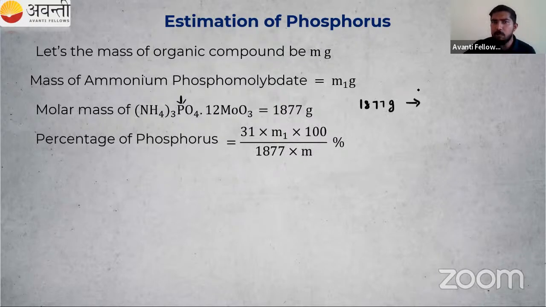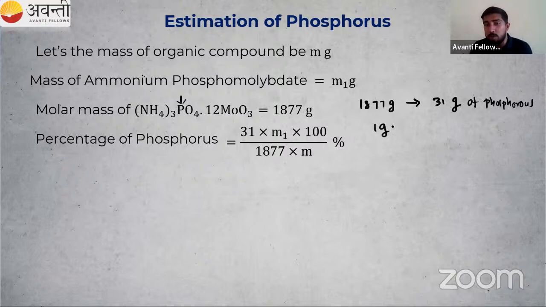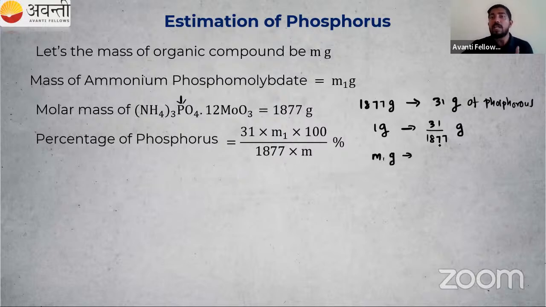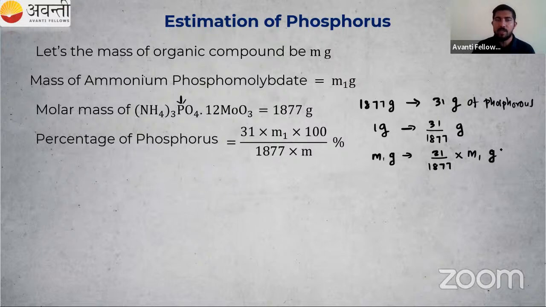1877 gram of ammonium phosphomolybdate contains 31 gram of phosphorus, only one phosphorus. What about the mass of phosphorus in 1 gram? 31 divided by 1877 gram. Then we have M1 gram. In M1 gram, what is the amount of phosphorus present? 31 divided by 1877 into M1 gram. So we got the mass of phosphorus.